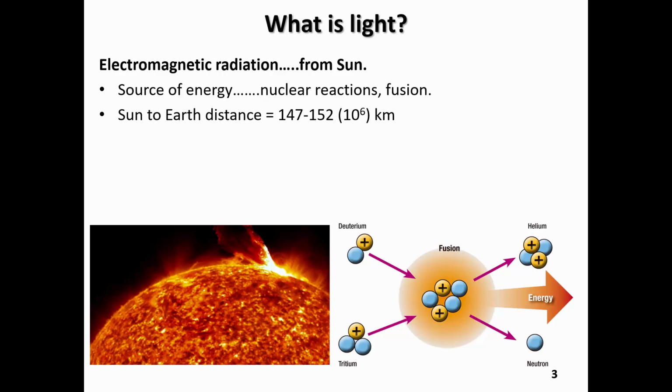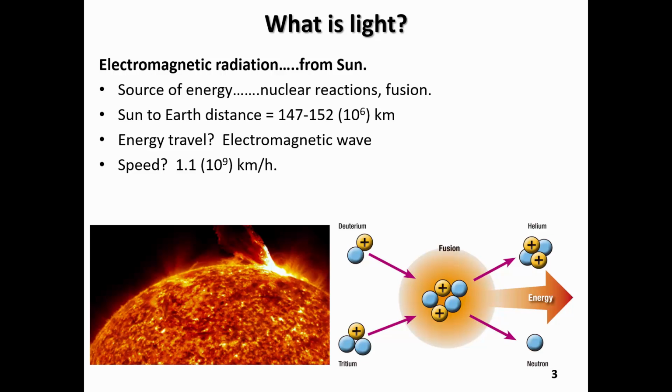So, just some basic facts here with respect to the sun and the earth. The distance, as you can see here, is estimated to be about 150 million kilometers. And the light travels to the earth as an electromagnetic wave and travels at, of course, the speed of light, which is 1.1 times 10 to the 9 kilometers per hour. So very fast transmission, but given the distance, it takes about 8 minutes for the energy emitted by the sun to reach Earth.